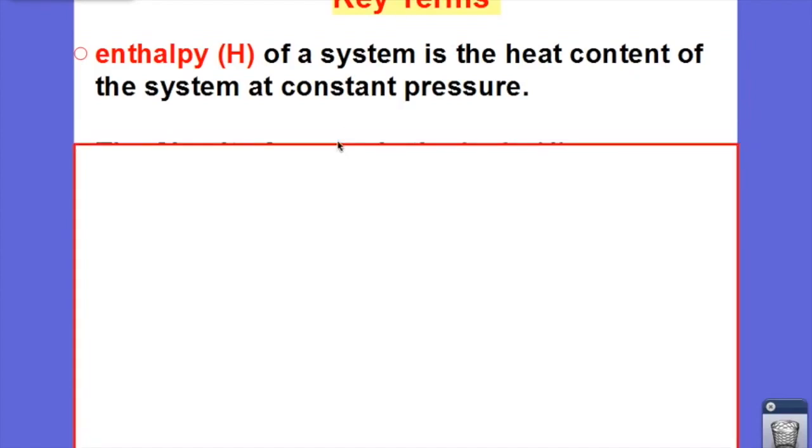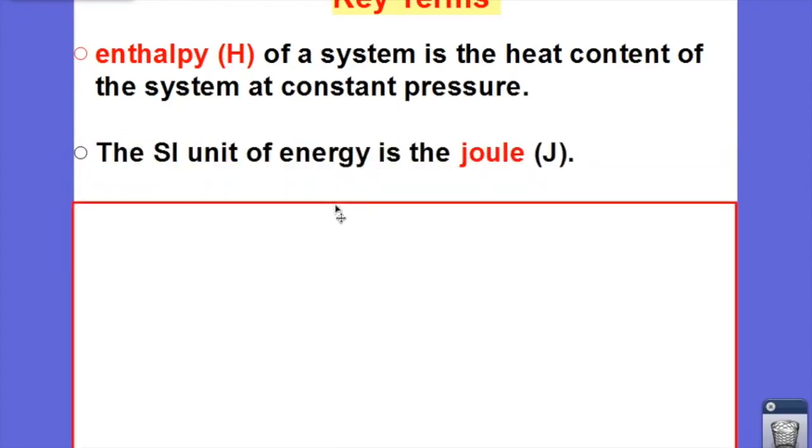Another term we will be using is enthalpy. Usually you will see change in enthalpy. You will see delta H. Enthalpy of a system is the heat content of the system at constant pressure. In other words, Q and enthalpy are the same thing, except enthalpy is at constant pressure. If you have a container that is open, it will be at constant pressure. Enthalpy is the heat of the system.